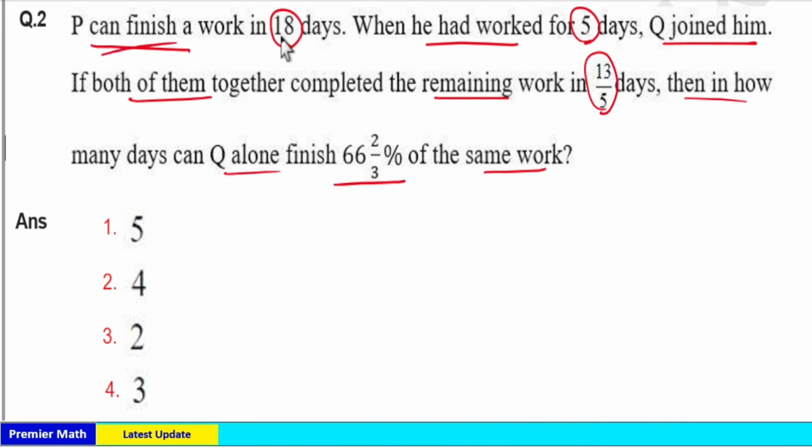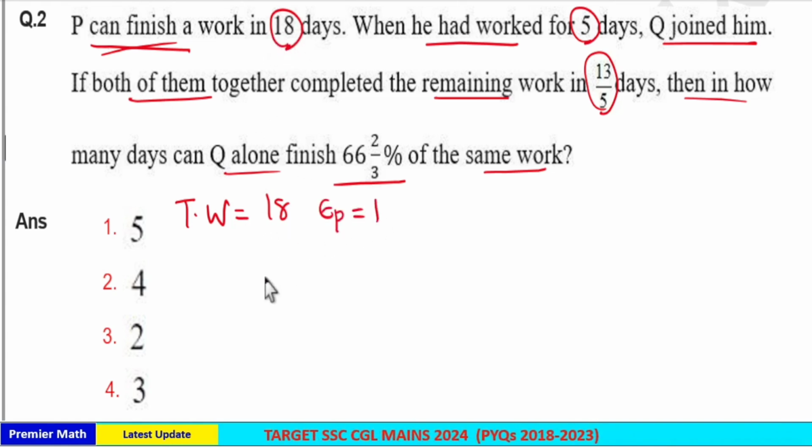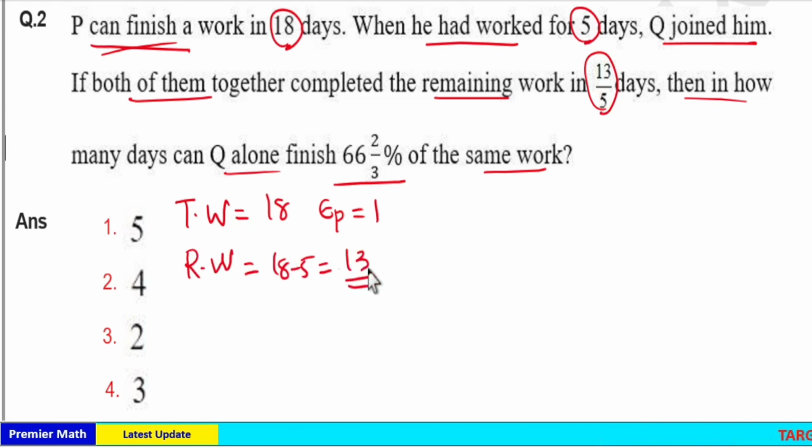Here P can finish a work in 18 days, which means consider total work as 18 units. That is, total work is a multiple of 18, so consider it as 18 units. Now this 18 units completed in 18 days means efficiency of P is 1 unit. And P worked for 5 days, so the remaining work is 18 minus 5, 13 units. And this 13 units of remaining work was completed by P and Q together in 13 by 5 days.